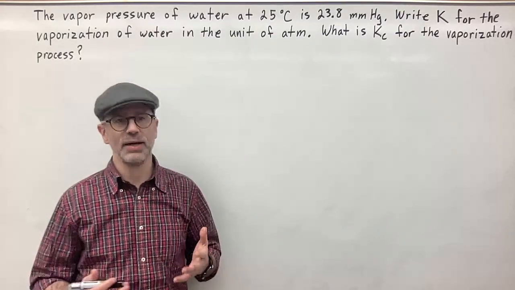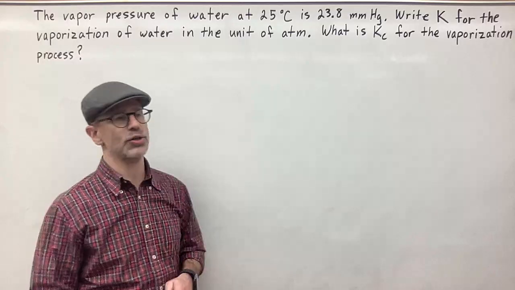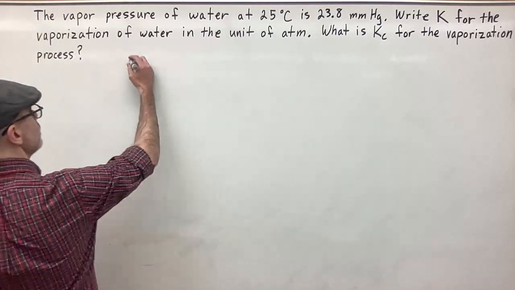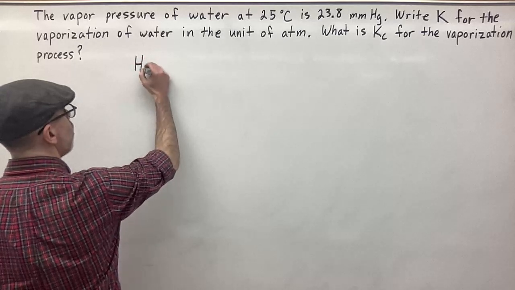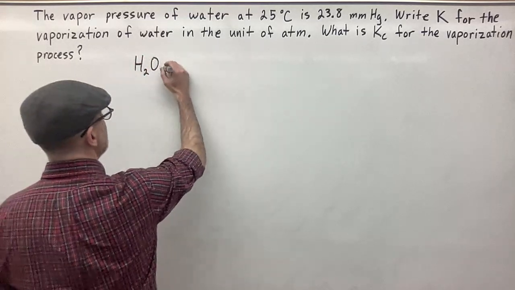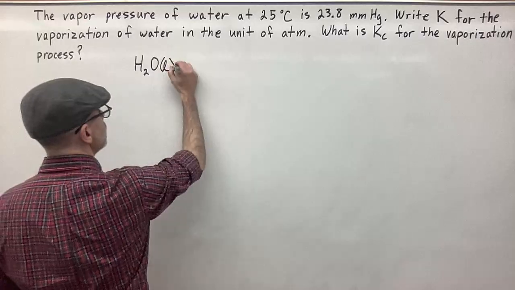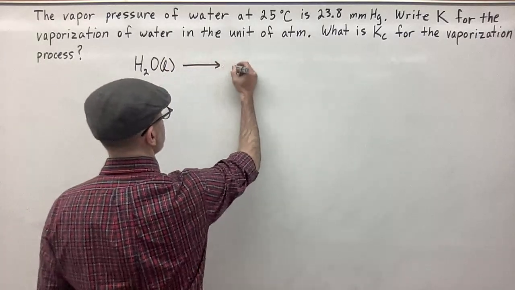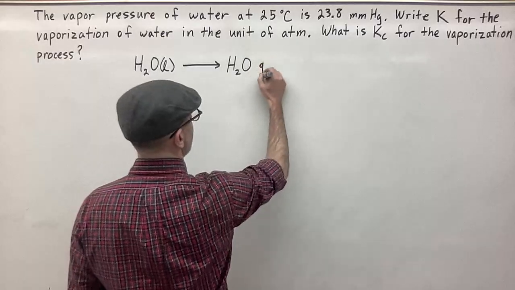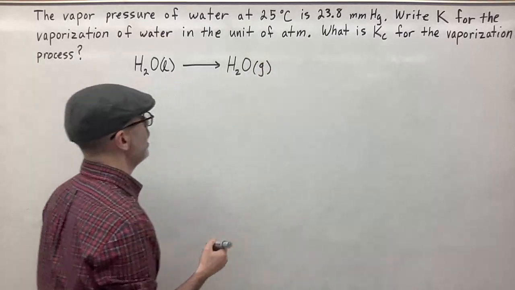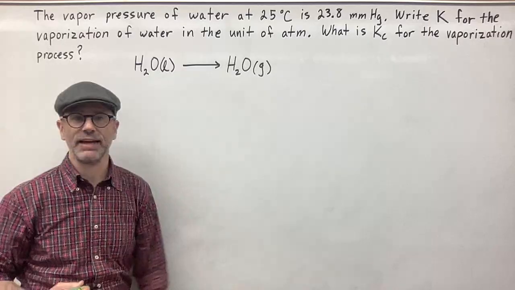So the process that we're looking at is the vaporization of water. So let's write that down. Basically that is water, H2O in the liquid form being converted into water in the gas form like so. And we want to find the K value for that.